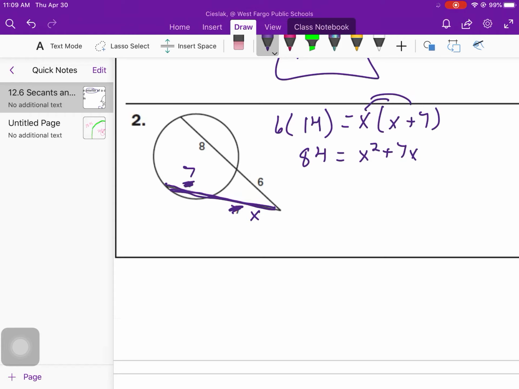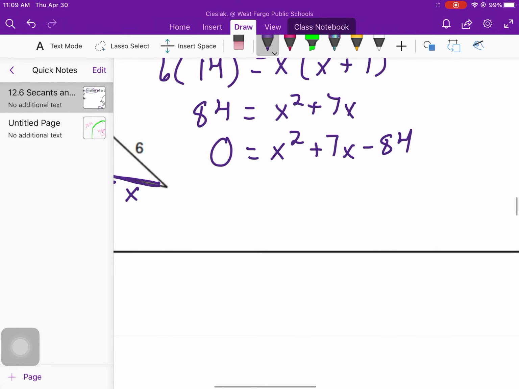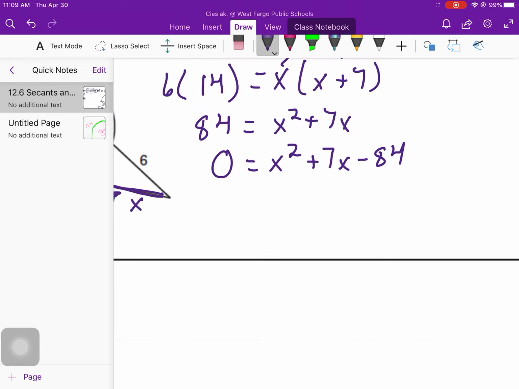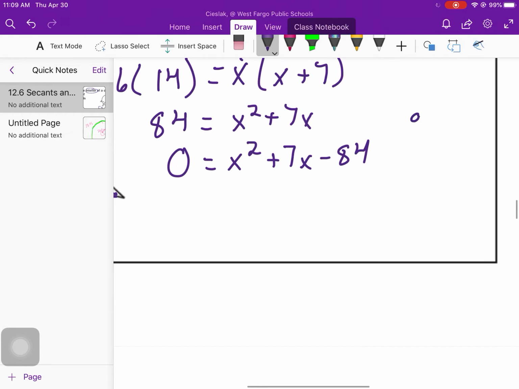Okay, we have a quadratic, so what I'm going to do is say 0 is equal to x squared plus 7x minus 84. Now, you could sit and try and factor this. It does not factor. Okay, so what do we need to do? Got to go with quadratic formula. Okay, so remember that a, b, and c are the values that I need to be thinking of, where my a value is 1 out front, the b value is 7, and my c value is negative 84.